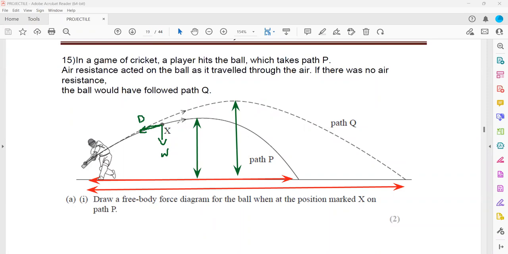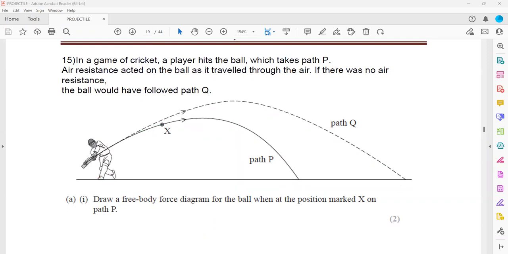No, there should not be any arrow representing it. Because a free body force diagram represents all the forces acting on the object. So when the bat hits the ball, there is a force from the bat, there is a force by the ball, and there is a weight acting downward. But at point X, we have to make a free body force diagram at X. So there is a weight acting downward, and the drag or air resistance tries to oppose the motion. So you should not draw any force forward.